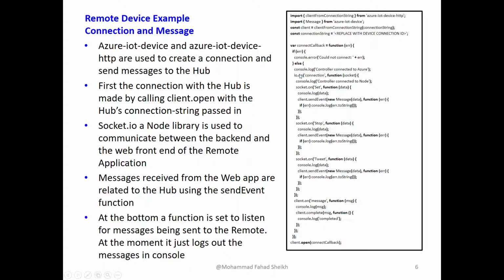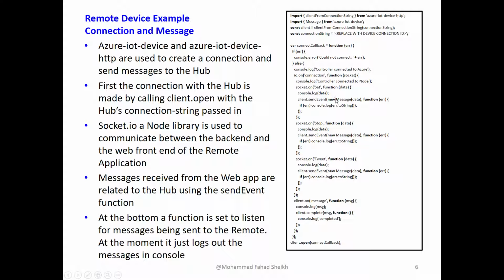So what happens here is once the connection is made, the socket is listening for certain commands from the application, from the remote controller, such as set, stop, and tweet or message. And when it gets those messages, it takes the data from the front end and then logs it to the console so you can monitor what's happening. And then it uses the client object, which is the object for Azure Cloud, and just does a send event and wraps the data in a message and sends it off to Azure Cloud. And that's all there is to it.